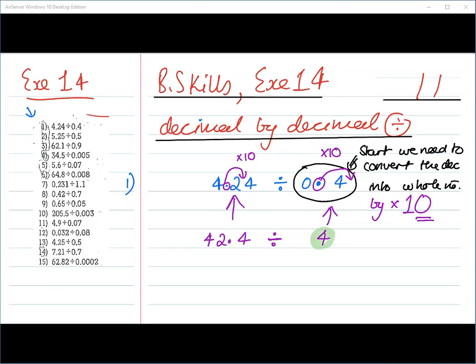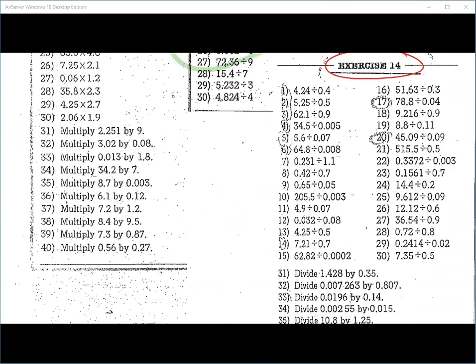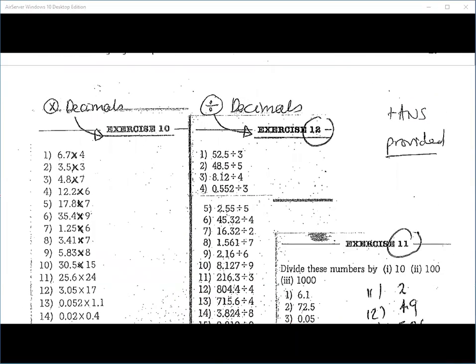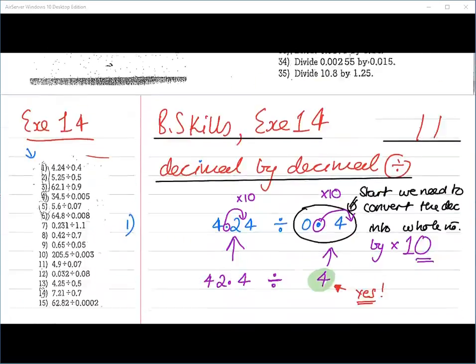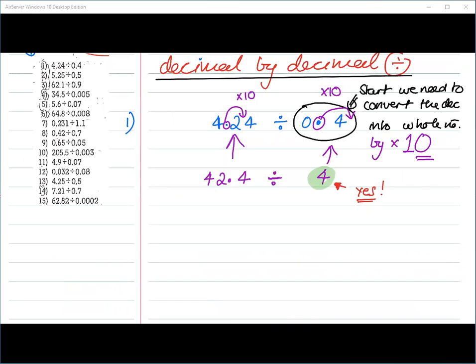So now let's look at the number that we have here now. Are you happy with the 4? Is that a whole number now? Yeah. Okay, lovely. Do we know how to divide by whole numbers? Yes. That's what we were doing last exercise, exercise 12, dividing by whole numbers. I wasn't asking you a trick question. I think Safa thinks I'm trying to catch her out. The answer is yes. Now we are in the position where we can do the question.